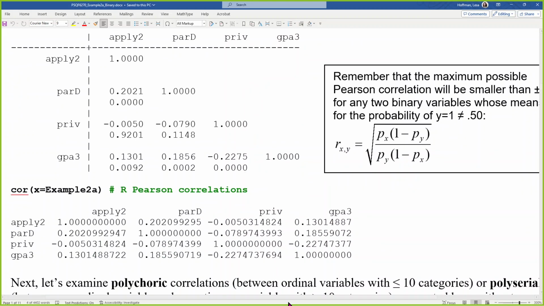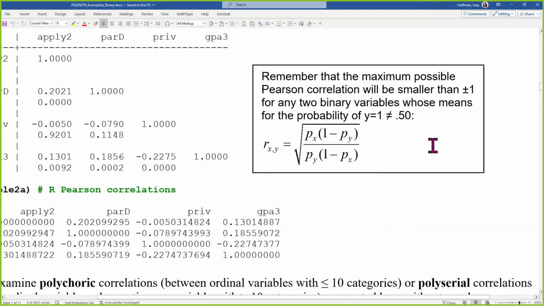It's bad. Basically, if the means of the 2 variables to be correlated are not both 0.5, there's no possible way the correlation can hit 1. It's going to be dampened. So it's not a good measure of association.